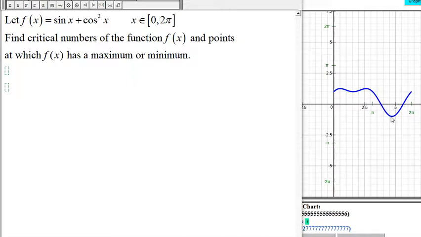So it looks like we have a minimum at this point, and maybe a maximum right here, a maximum right here, and then maybe a relative or a local minimum right here. And then the two endpoints, this is in the middle, so it's not a maximum or minimum, and same thing for this one. So it looks like we're expecting to find 1, 2, 3, 4 critical numbers between 0 and 2 pi. And so first, let's find the derivative and set it equal to 0, and then find the critical numbers.